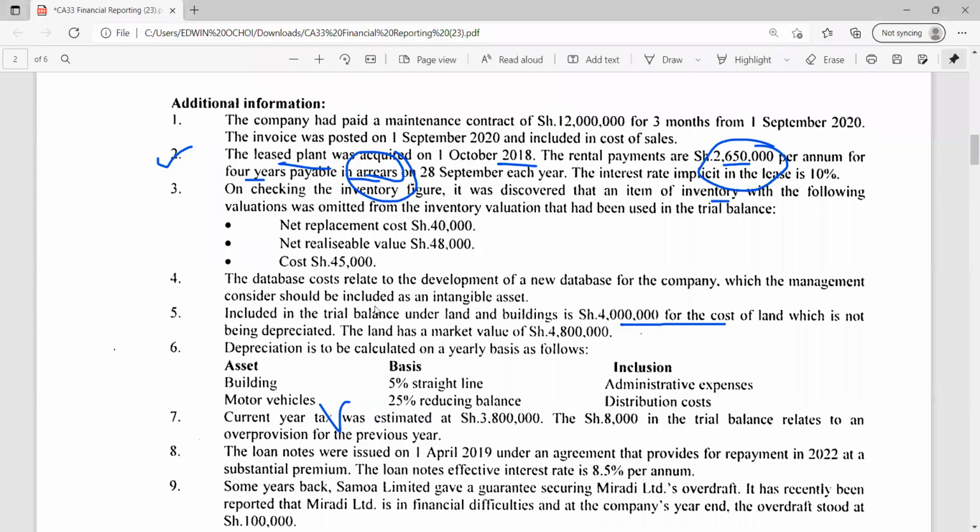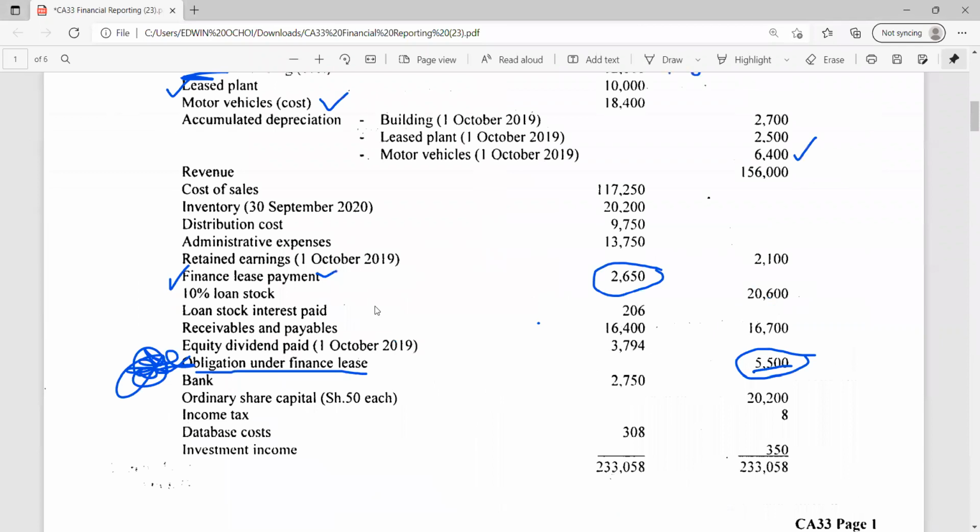I'm just asking, what is the value of the loan in the trial balance? There's no computation I'm telling you to do. Just going to the trial balance and telling me the value of the loan. So the 10% loan stock is 2,600. That is 2,600.